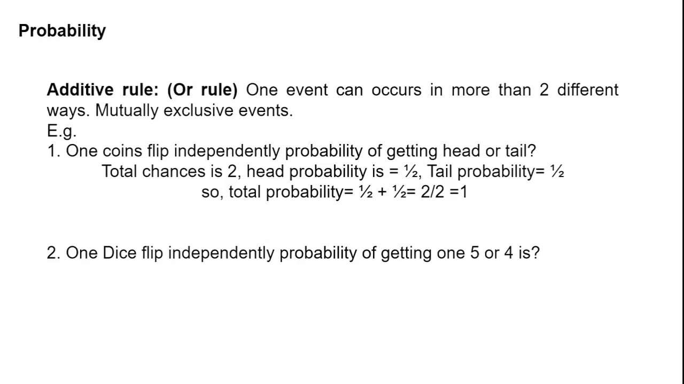That means one coin is flipped independently, and the probability of getting head or tail is one incidence happening out of 2. Because of that, the total probability is 2, and we'll go with head first. The chance of head is 1 by 2, because the total is 2 and head is 1. The probability of getting tail is 1 by 2 also.